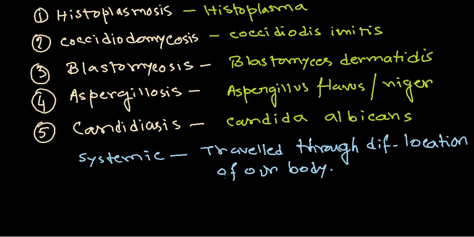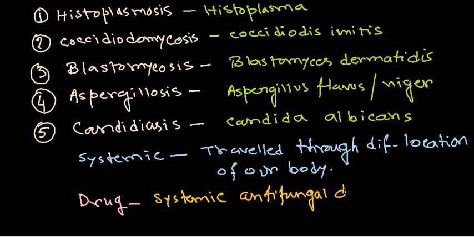So these are the major properties. Once you get any kind of mycotic infection, it's very important to take the medicines for a longer period of time. The typical drugs we use for this kind of infection are systemic antifungal drugs, and we'll be talking about those drugs. For example, ketoconazole, fluconazole, these are the types.